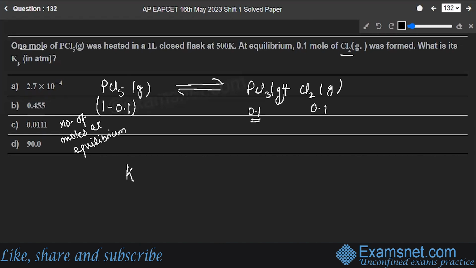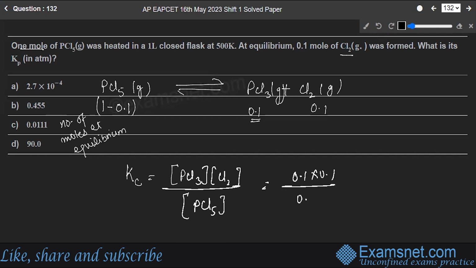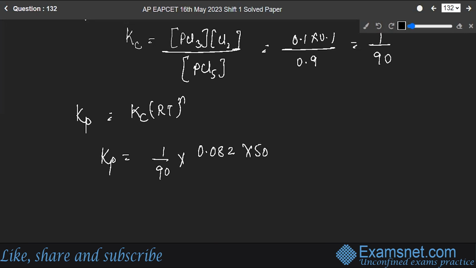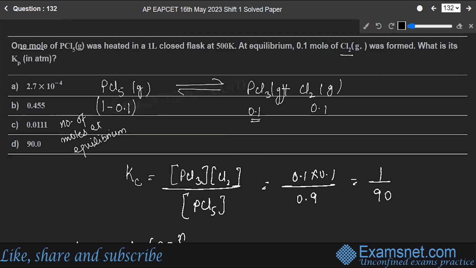Right. Next, you have the Kc as the concentration of PCl3 into Cl2 divided by the concentration of PCl5. This is equal to 0.1 into 0.1 upon 1 minus 0.1. This gives you 0.9, that is equal to 1 by 90. Now we know that Kp is equal to Kc into RT power delta N, where delta N is the change in number of moles of gas, R is your gas constant, T is the temperature, and Kp I have to find out. Kc we just solved, this is 1 by 90. R is 0.082 into 500. On solving, this will give you the value of Kp as 0.455. So you have B option as the right answer.